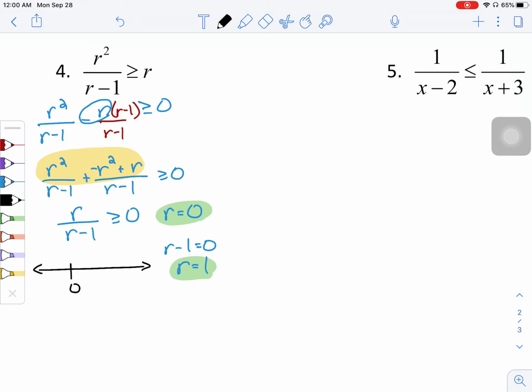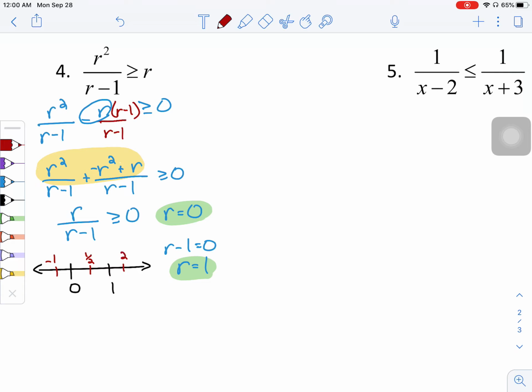So I have 0 and I have 1. I need some test values, okay? So I need something less than 0. Let's go, I don't know, negative 1 works. I need something between 0 and 1. I'm going to go ahead and test 1/2. You can test 0.5, it's the same thing. You can really test anything between 0 and 1. Just make sure it is something between those two values. And something greater than 1, I'm going to go ahead and pick 2.